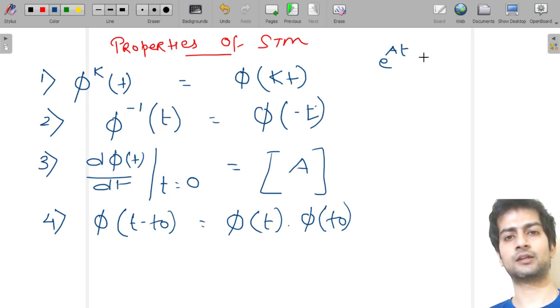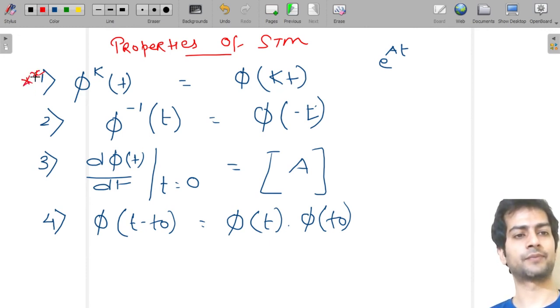So I am not writing it. You can write it in your notebook, because phi(t) and e to the power At denote the same thing, that is STM. So see, this property is very important for exam. Phi to the power k(t) will be equal to phi(kt), and this property is very important for exam.